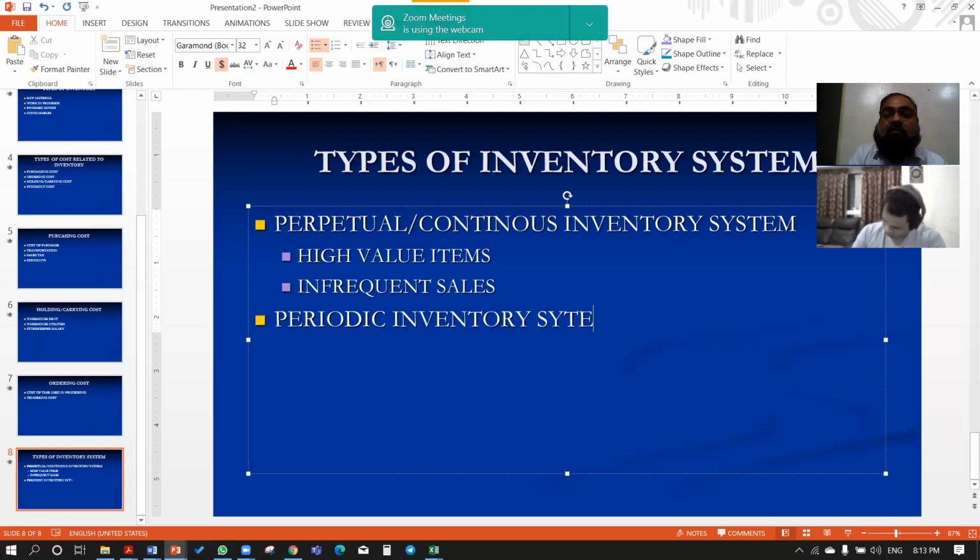Which system do you have in your company? Which system? We are actually following the weighted average method. The weighted average method is there, but let's understand.